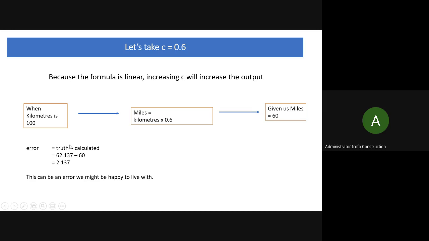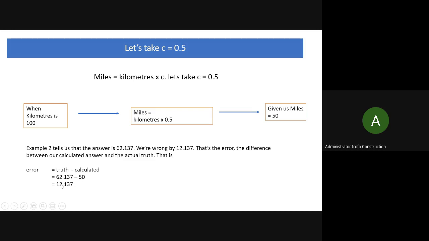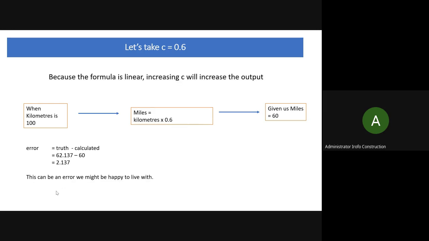And when it's 0.6 here, the error that you're having, the error is always the truth value minus the calculated value. The error you're having here is 2.137. 2.137 is what? The magnitude is less as compared to this 12.137. So if we should choose between the two, we would prefer the second one. The second one is when our C is equal to 0.6. See? So this can be an error we might be happy to live with.